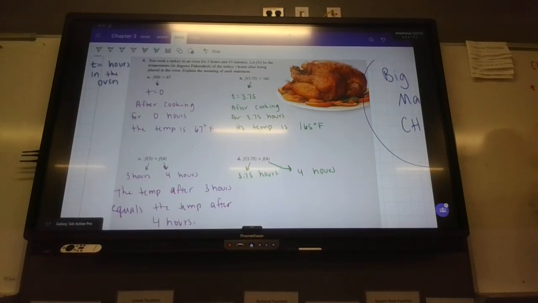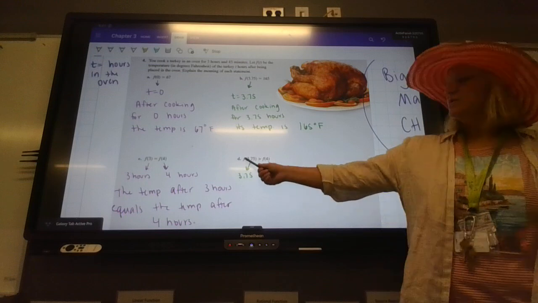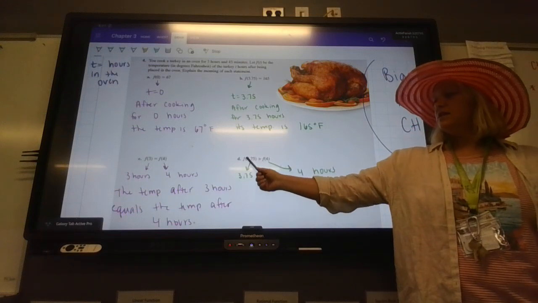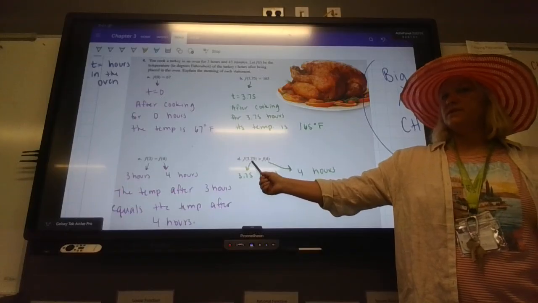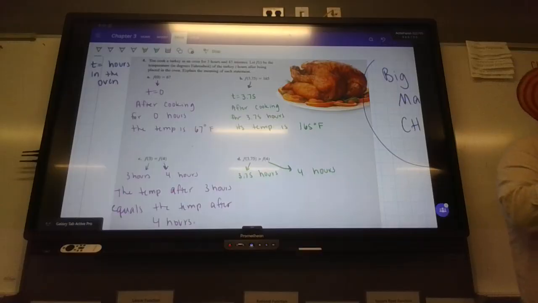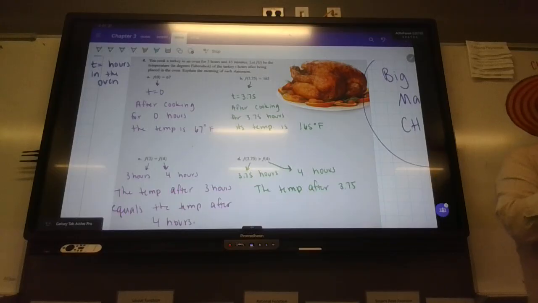What are these things? If there was another symbol here, I would say in between. But this is saying the temperature at 3.75 hours is more than the temperature after 4 hours. Why would it be higher at 3.75 hours than 4 hours?